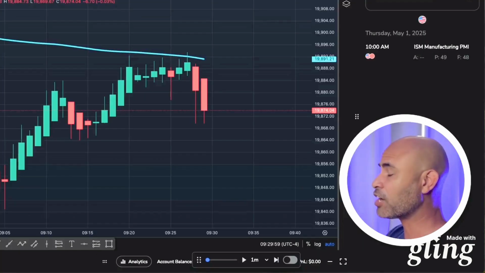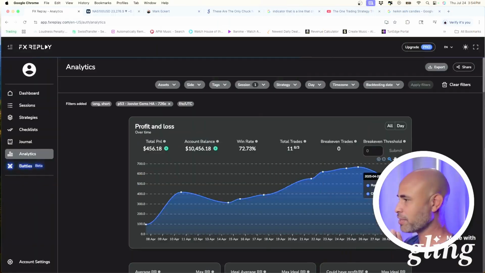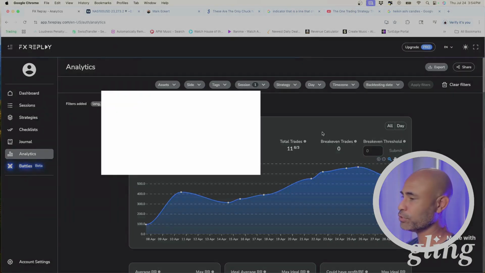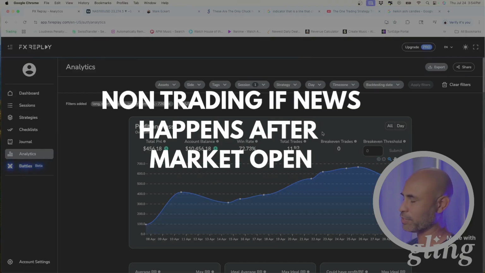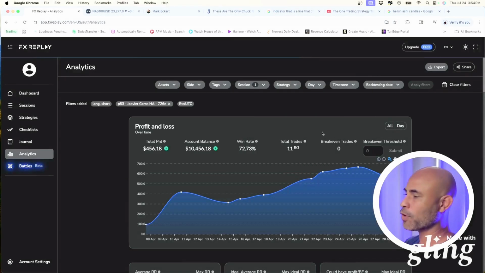So let's go check out our dashboard. Let's see our stats and how we recap. We took this style of trading from Joovier Gyms for an entire month, the month of April 2025. In that time, we did not trade any of the news days. If there's big time red folder news days, we totally skip those days. If there's news right there after market open, if it happened before market open, then we would still proceed to trade. That gave us 11 total trading days.